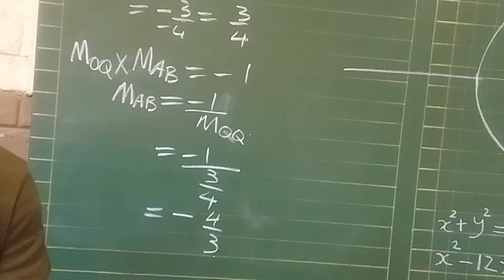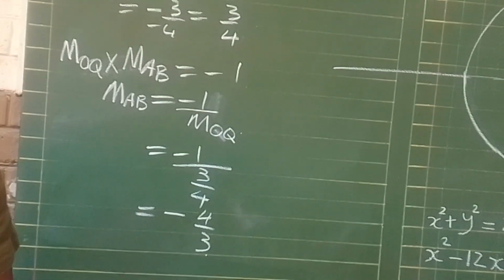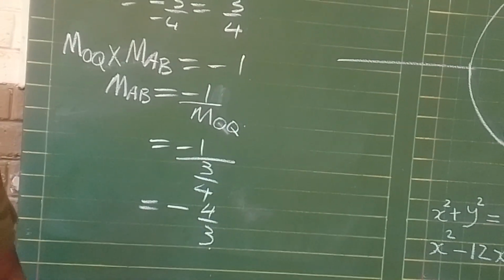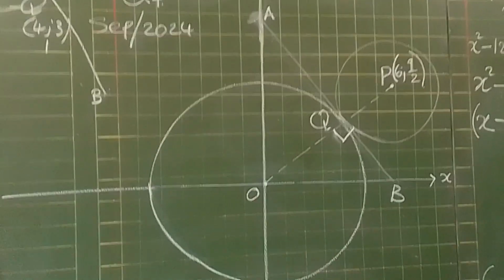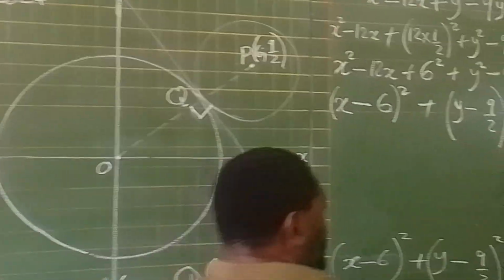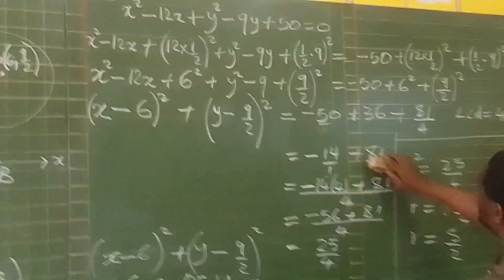Then the question still wants us to determine the equation of the common tangent AB. To find the common tangent AB, I am going to raise here. I will leave this part.